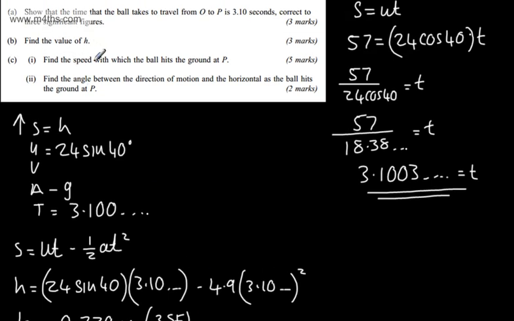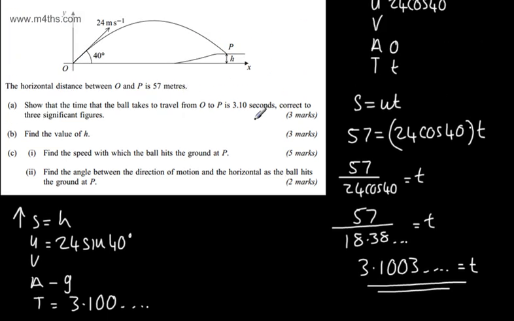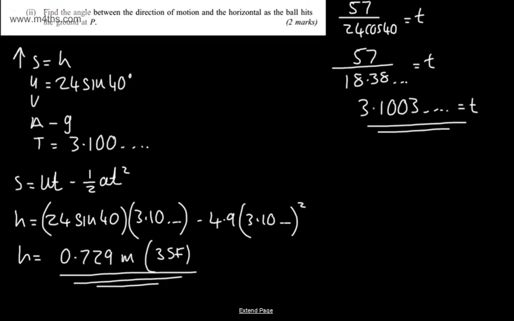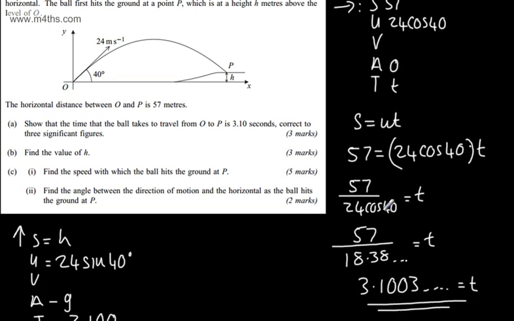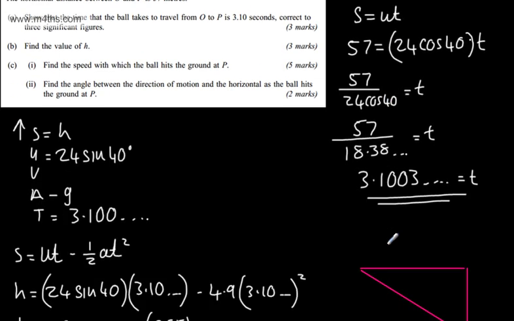Okay, we're now asked to find the speed with which the ball hits the ground at P. So again, let's just take this. We're going to have the horizontal and the vertical velocity. The horizontal velocity will remain the same, so we know from here that this remains the same at 24 cos 40. So writing this in, 24 cos of 40.